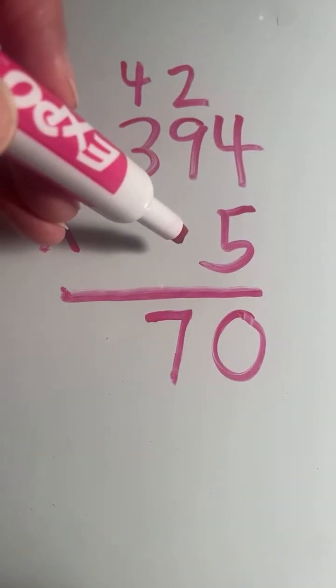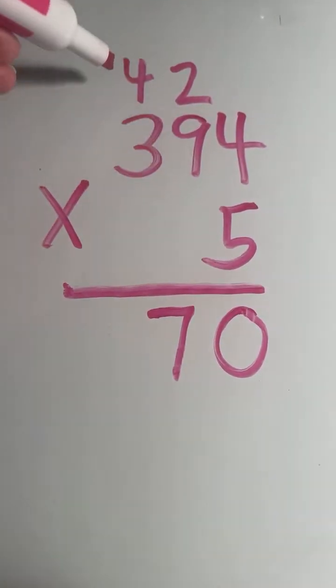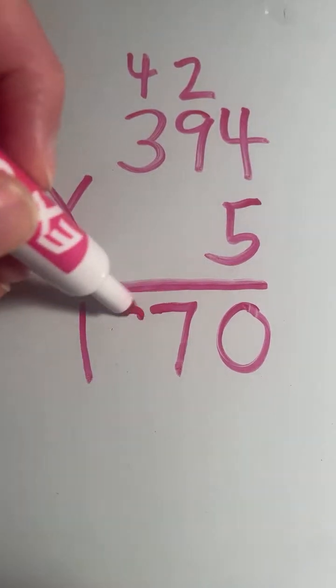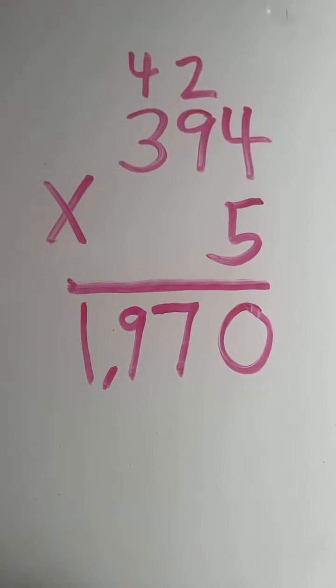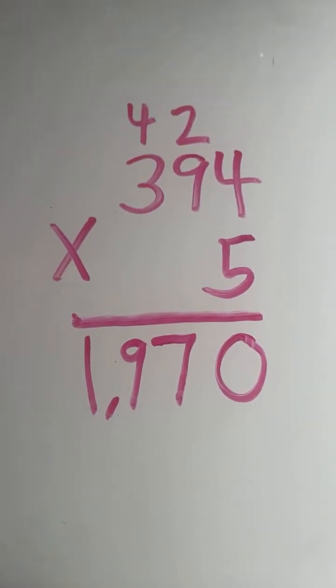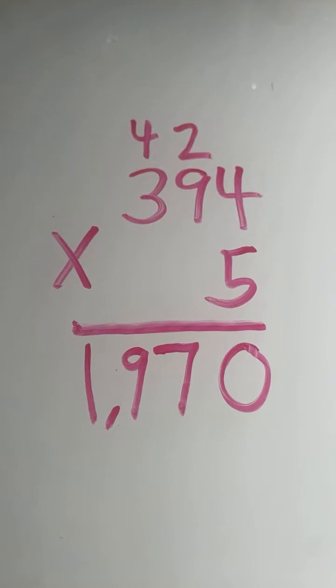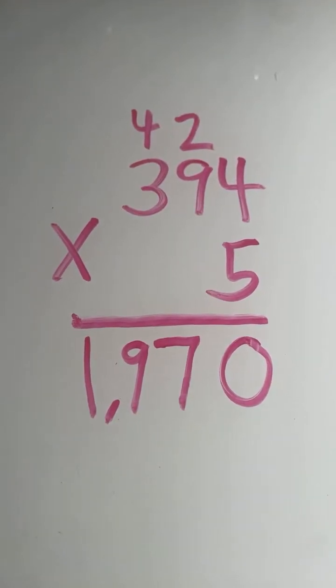3 times 5 equals 15. 15 plus 4 equals 19. And we have our final answer. 394 times 5 equals 1,970. All right, we are moving on to the next example problem.